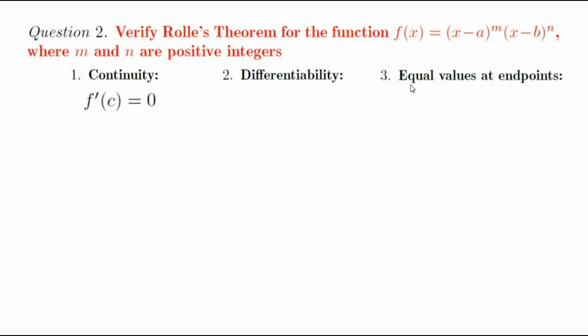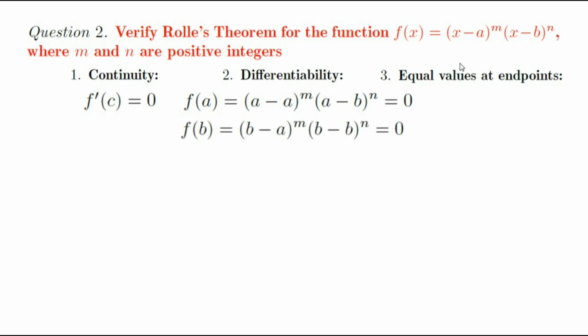Finally, we need to verify equal values at the endpoints. Evaluate f(a) and f(b). Consider f(a) = (a - a)^m (a - b)^n. Here we have replaced x with a. a minus a is 0. Therefore, the f(a) value is 0. Similarly, f(b) = (b - a)^m (b - b)^n, and b minus b is 0. Since f(a) equals f(b) equals 0, the third condition is satisfied.